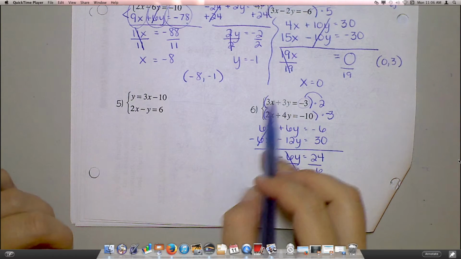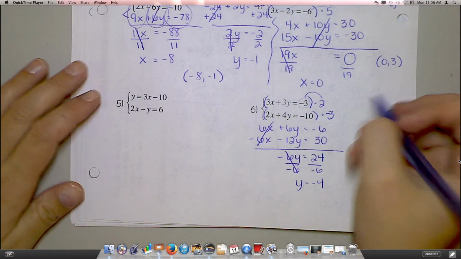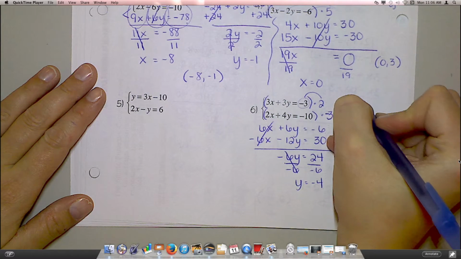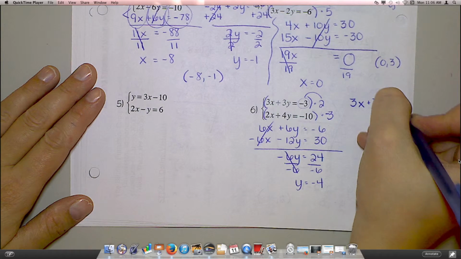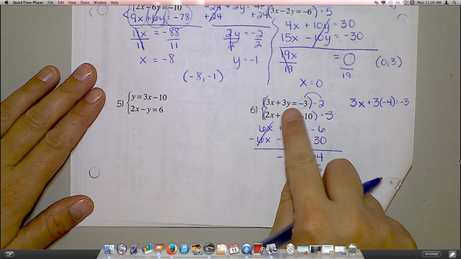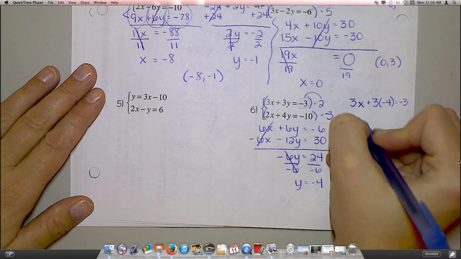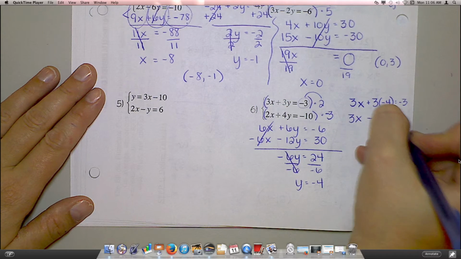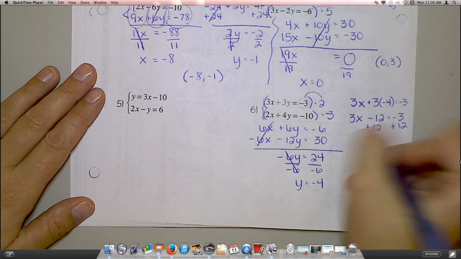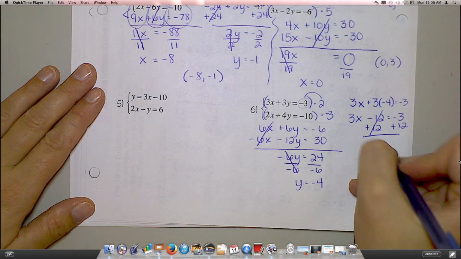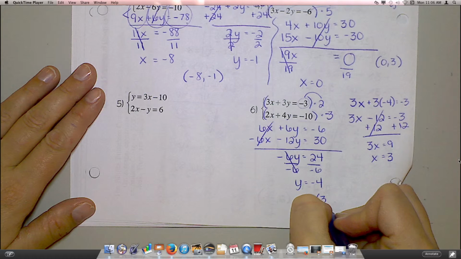Okay, let's take that negative 4 and plug it into any one of these 4 equations. You can pick any one you want. I'll just do the top one. So 3 times x plus 3 times negative 4 equals negative 3. I just put a negative 4 right there. 3 times negative 4 is negative 12. So 3x minus 12 equals negative 3. Add the 12. 3x equals 9. X is going to equal 3. So final coordinates, 3, negative 4.